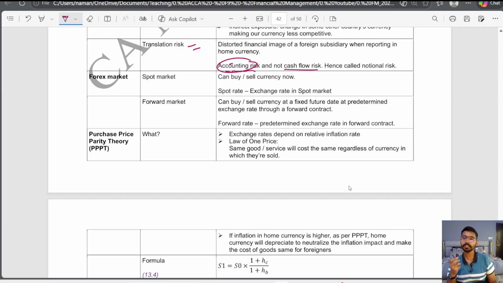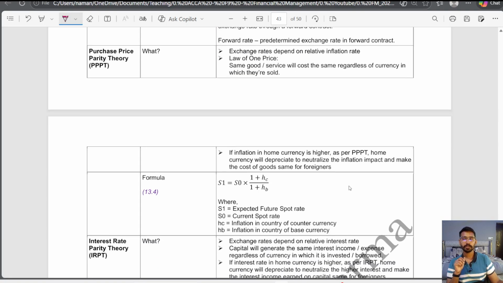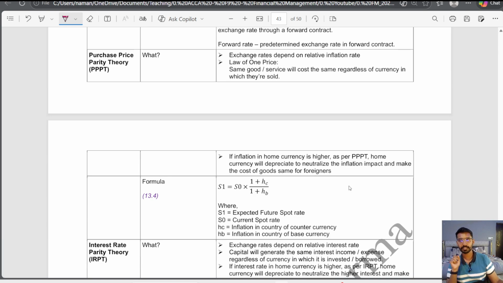Now, how do you get this forward rate? There are two important theories for this. One is called purchasing power parity and another one is called interest rate parity.